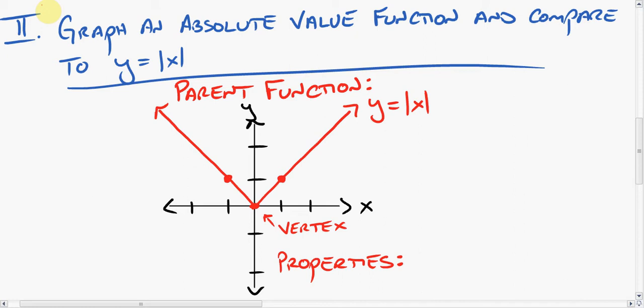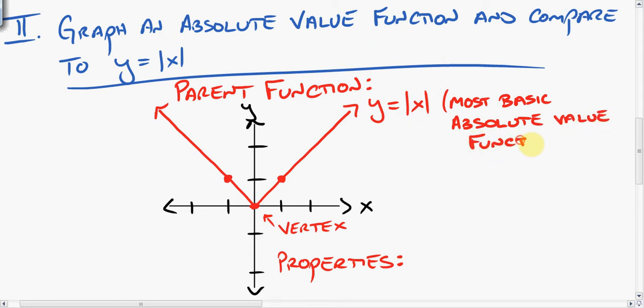Now we're basically going to do the exact same thing, but with the parent function for absolute value, which is y equals the absolute value of x, the most basic absolute value function. And you can see that absolute value, when graphed in an xy coordinate plane, forms a V-shaped graph, right? And why does it form a V-shaped graph?